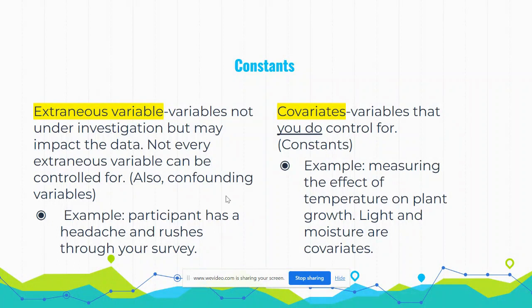And the benefits of working with people are not the idea of extraneous variables. So these are the ones that are not under investigation, but may impact your data. We can't control for all of these. Sometimes they are called confounding variables. For example, you want to give a survey to people, and one of your participants has a headache and they rush through your test survey.